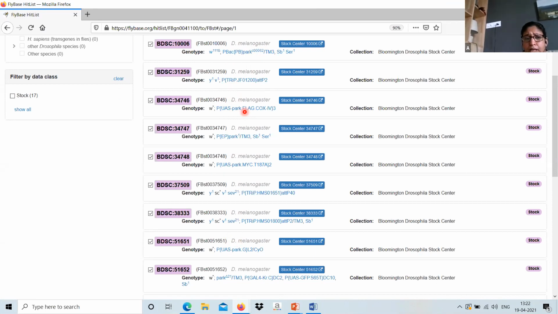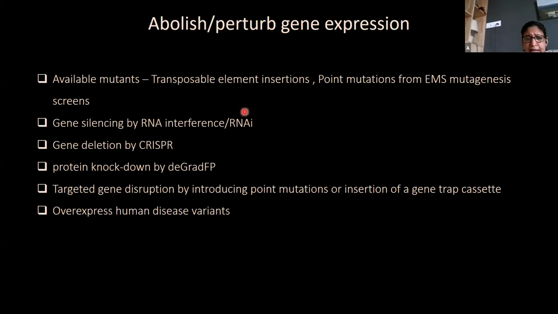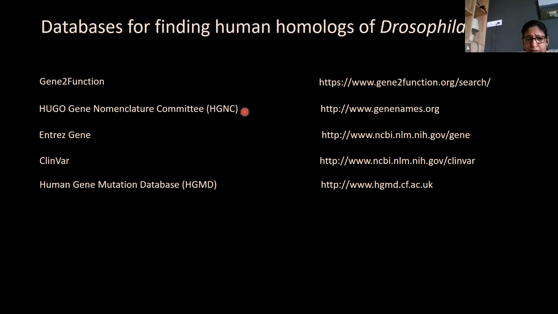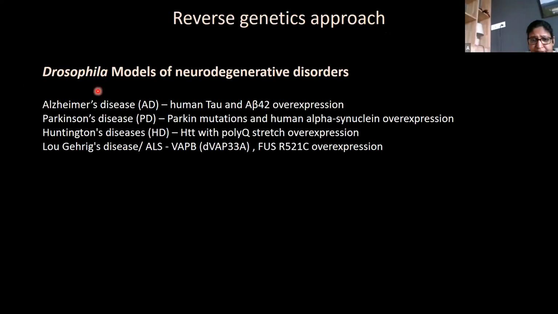As I told you, most of these diseases that I have listed here, neurodegenerative diseases, in the majority of them, or actually all of them, have one way where we express the human protein. In Alzheimer's, the majority of Drosophila models that are developed are done by overexpressing human tau protein or A beta 42 protein in Drosophila.